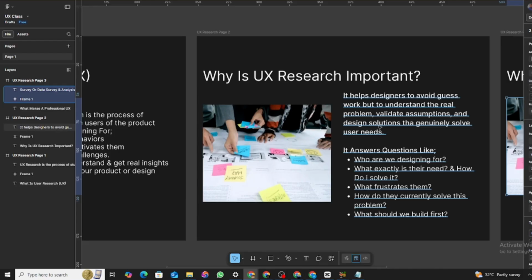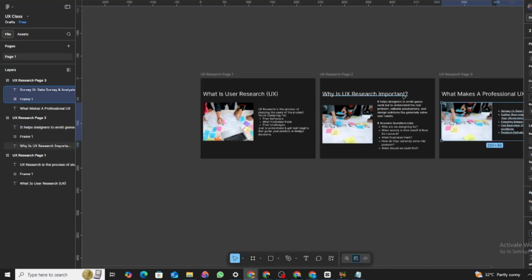It also helps you to answer questions like, who are we designing for? We have answered the question of who we are designing for. What exactly is the need of the people you are designing for? How do we solve these problems? What frustrates them? How do they currently solve their problems? And what should we build first to solve this problem? So this is what UX research is all about, to understand the pain points of your users and then find a way to solve them.